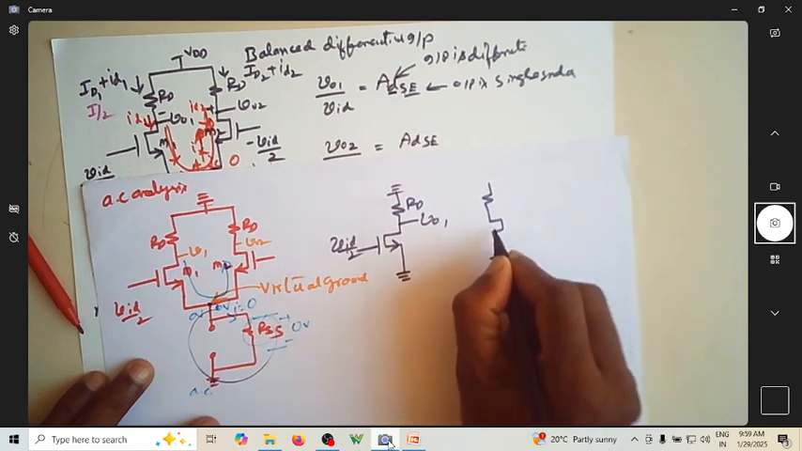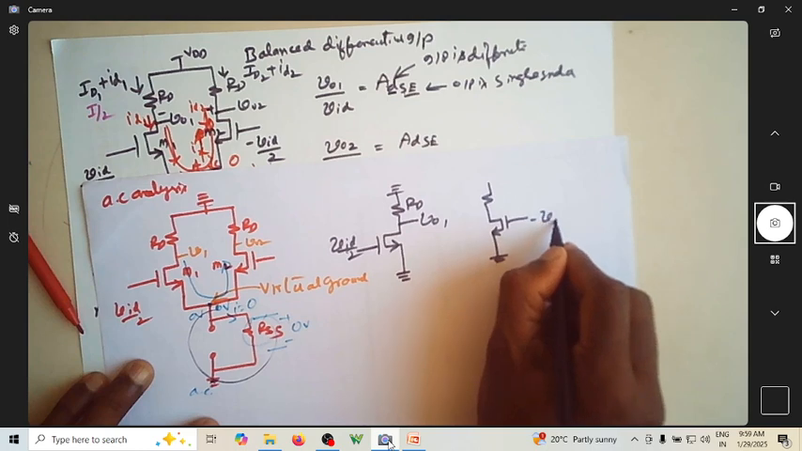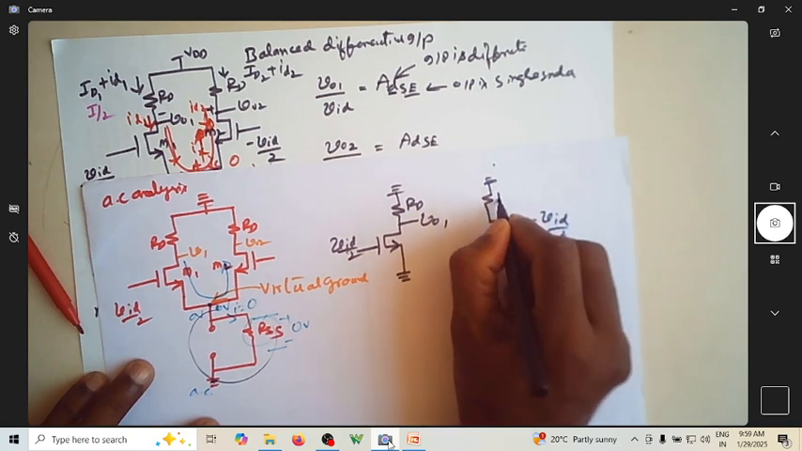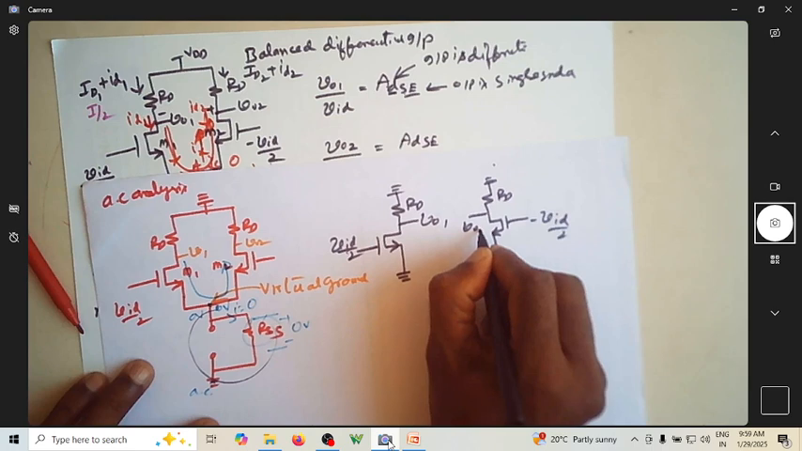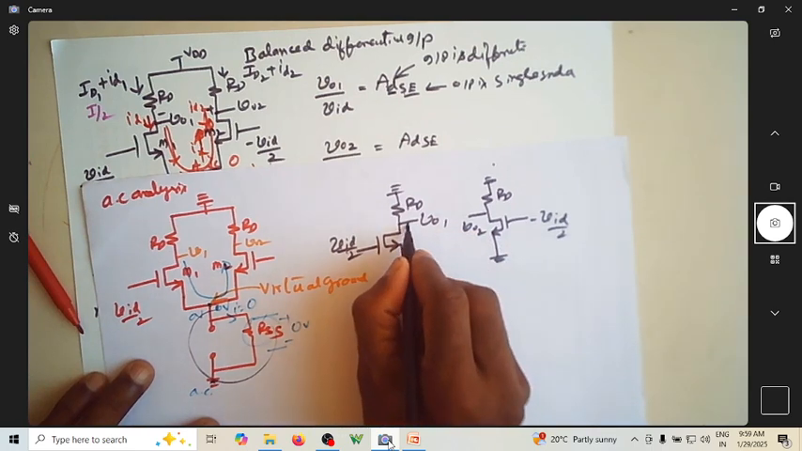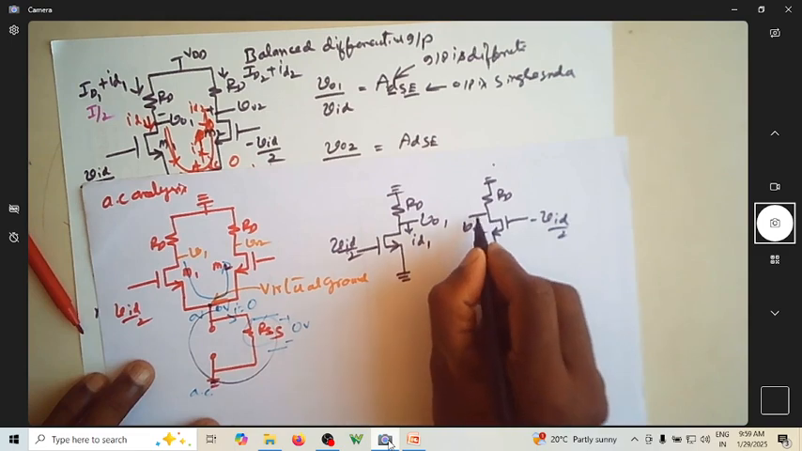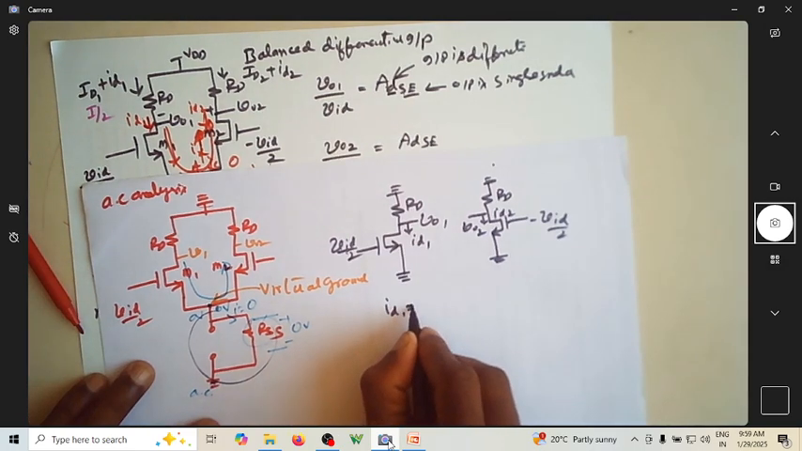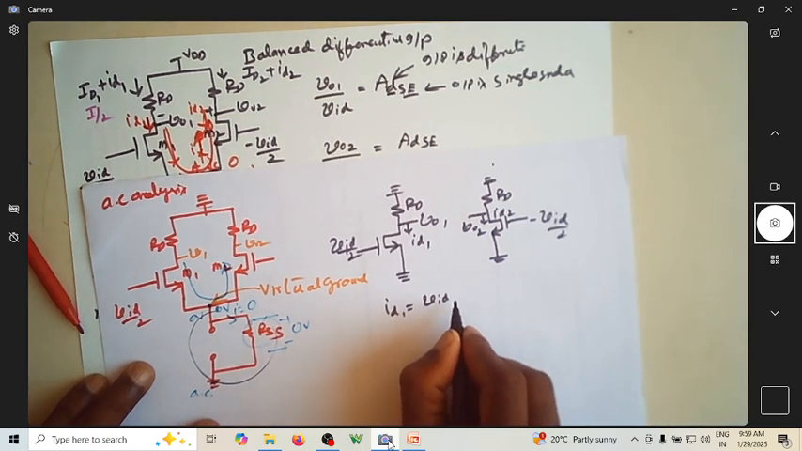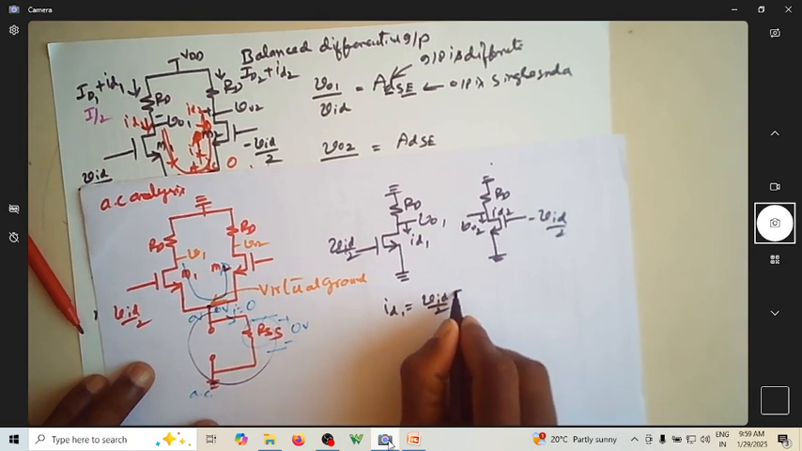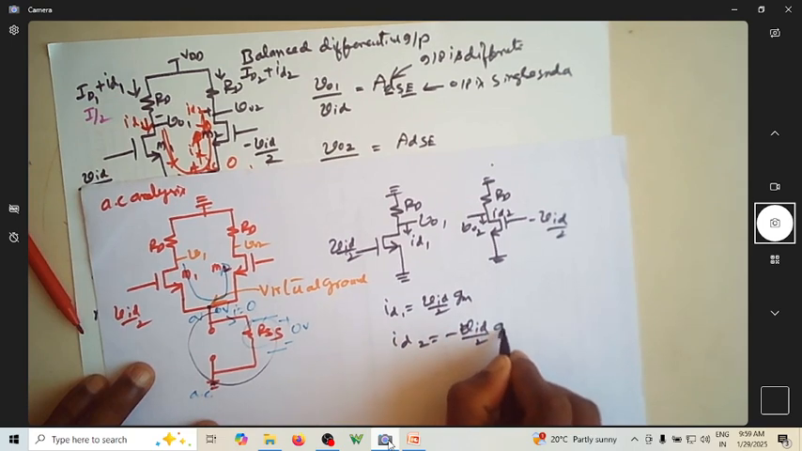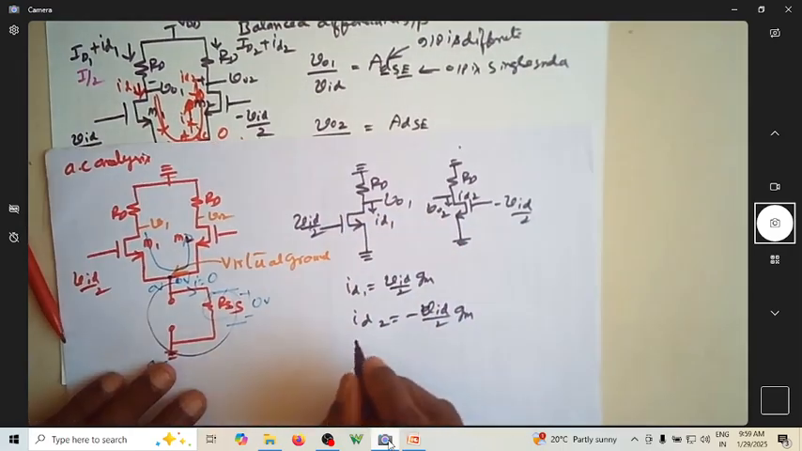So can I ground this also? This is minus VID by 2. This is ground. This is RD. I want to find V02. So what is the current that will flow here? It is ID1. What is the current that will flow here? It is ID2. What is ID1? It is VID by 2 into GM. ID2 is minus VID by 2 into GM, because we are assuming GM1 equal to GM2.